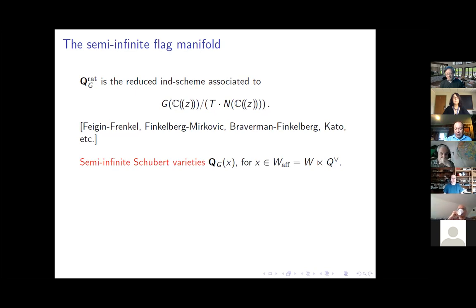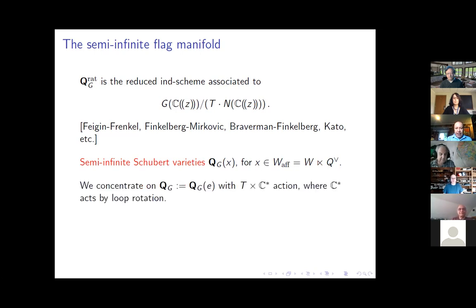part of this, which I can define by first introducing the semi-infinite Schubert varieties inside this semi-infinite flag manifold. So these are indexed by elements of the affine Weyl group, the semi-direct product of the finite Weyl group with the coroot lattice. And then, as I said, we concentrate on the Schubert variety indexed by the identity element. So this I'll just denote QG.